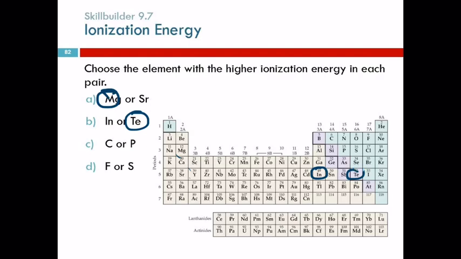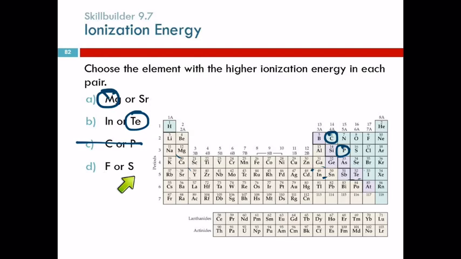How about carbon or phosphorus? Here's carbon, here's phosphorus. Going across, ionization energy is going to increase because the atoms are getting smaller. Going down, it decreases because the atoms are getting larger. Can't tell. If you had to choose, I'd say probably go with phosphorus, but it's really iffy. So opposing trends, can't tell. I won't do that to you on a test. Could show up on a lab, though.